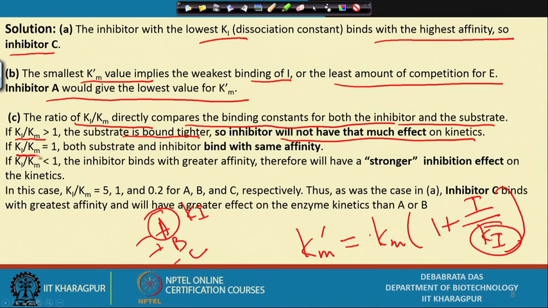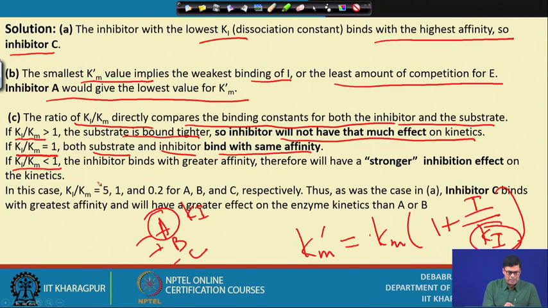And when Ki by Km is equal to 1, this is the situation where the substrate and inhibitor bind with the same affinity, because they are competing in the same way. But when Ki by Km is less than 1, then Km is higher compared to Ki. So then the inhibitor binds with greater affinity, and so stronger inhibition occurs in the kinetics.